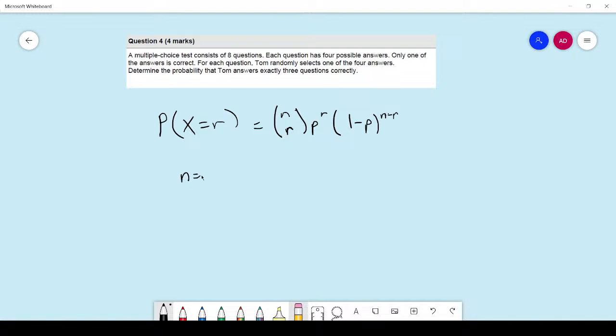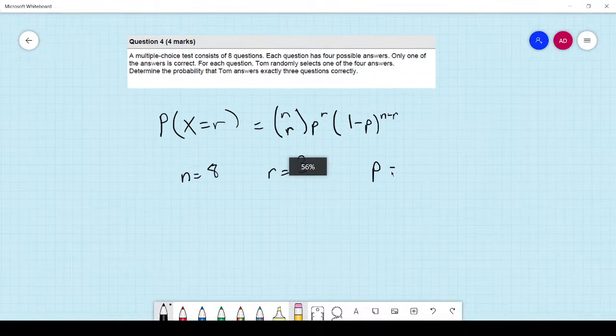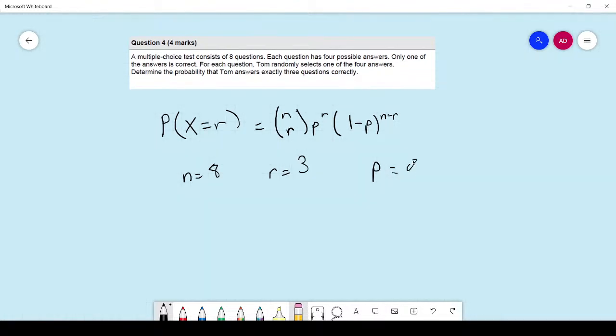So n equals 8, number of questions. R is our desired outcome, so we want exactly 3 questions correct. And P is the probability of our desired outcome in any given event. So in any given question, we have a 1 in 4 chance. So we assume that the probability is equal to 1 in 4 or 0.25, 25%, whichever.